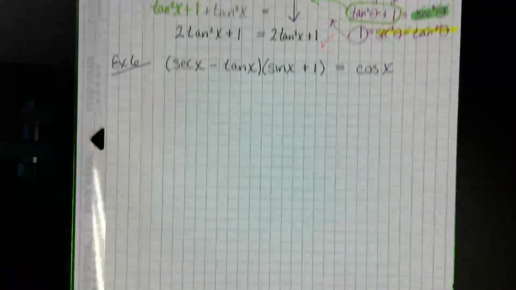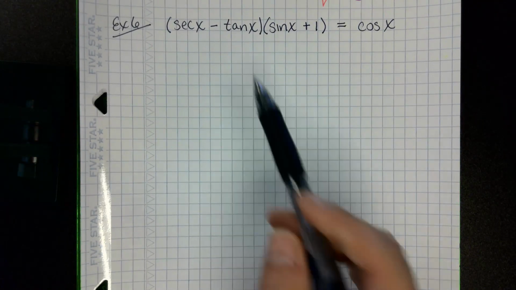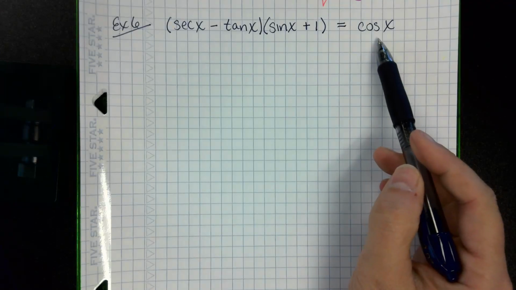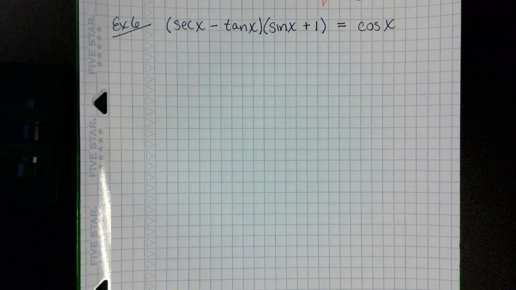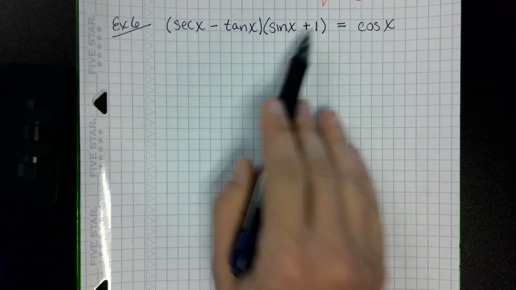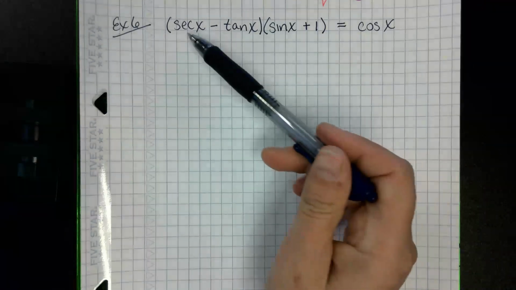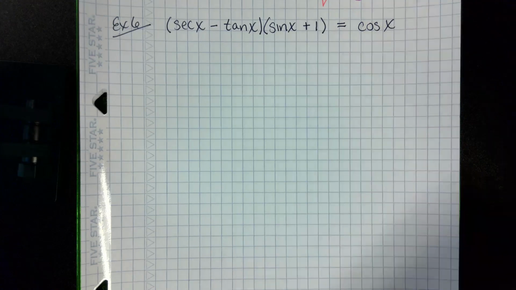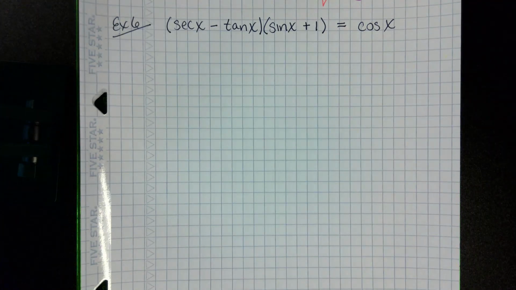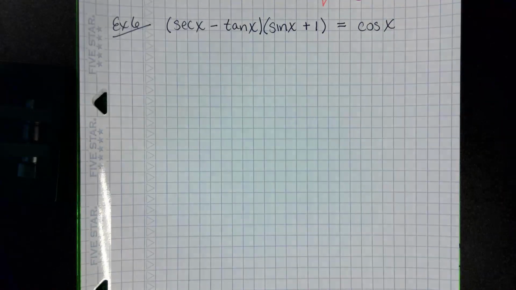All right, so now we want to verify that all of that is the same thing as simply cosine x. So we see we have a binomial times a binomial. One is negative, one's positive. And all this talk of difference of squares might make you think maybe I could do that. But this is secant, that's sine. This is tangent, that's 1. Not the same thing. So we cannot do that. This is a binomial times another binomial. So we have to multiply this out.